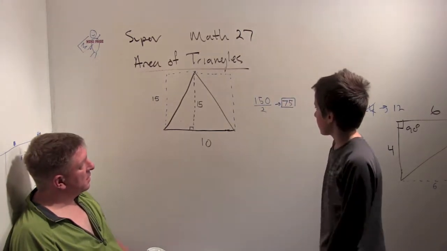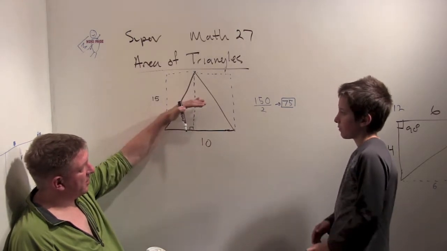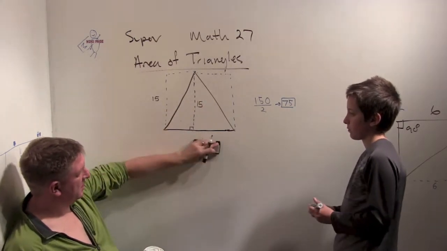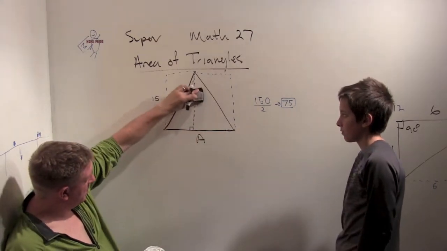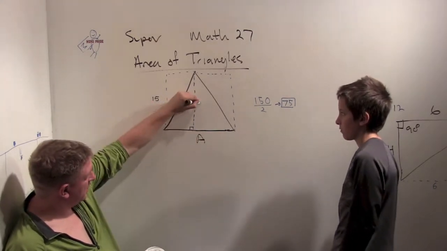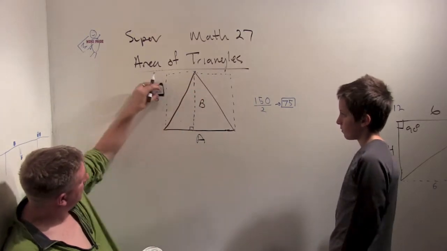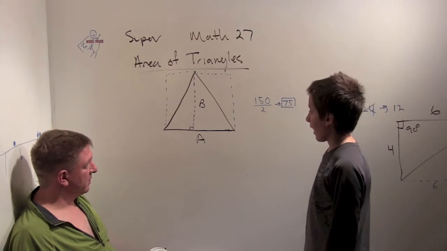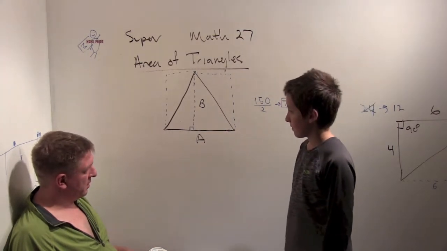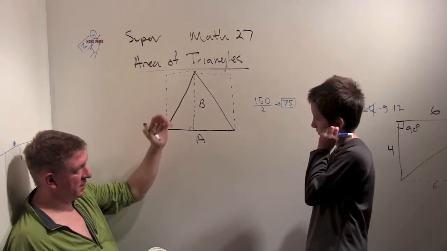So for this triangle, if instead the base was A and the height was B, what would our formula be for the area of a triangle? It's 1/2 A times B, or 1/2 base times height.